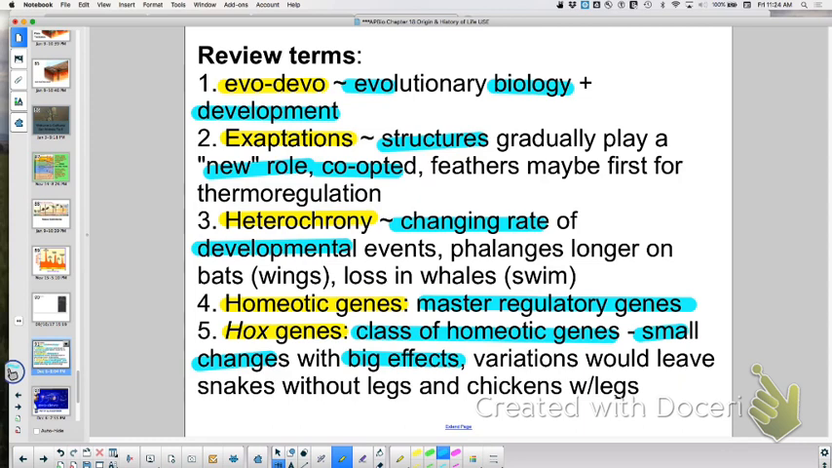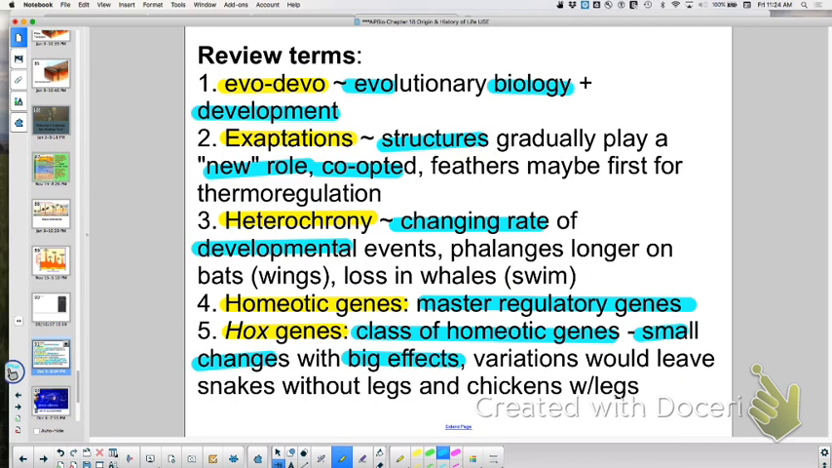So for us, our phalanges stopped here, but if you still had those genes turned on, it could be longer if you had a mutation in that, or just how long you expressed that gene. Then you could maybe be a bat with wings, or lose them entirely and be a whale.